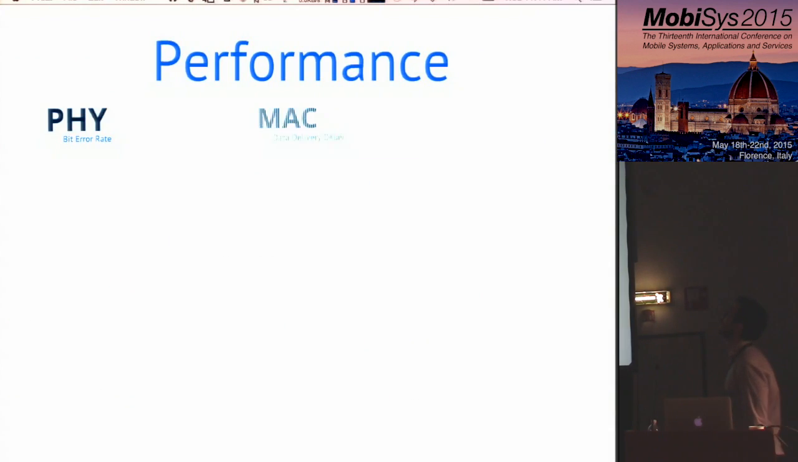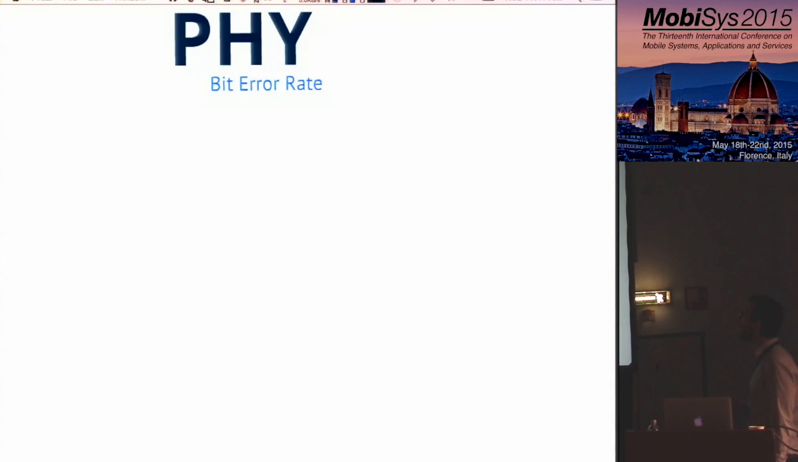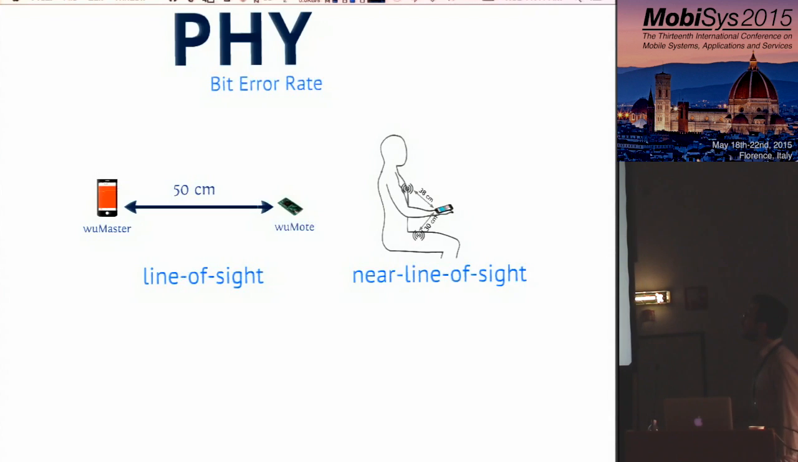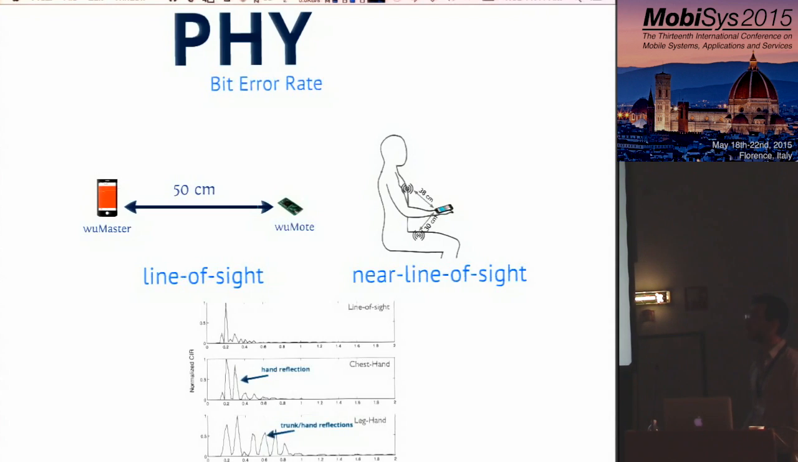Performance evaluations: we test our system in terms of physical layer, MAC layer, and application layer. At the physical layer, we have tested our system in terms of bit error rate. We consider two different scenarios: line of sight, 50 centimeters apart between the ViewMaster and the ViewMode. And then we have near line of sight, where we have a handheld device, a node on the chest, and another one on the leg.